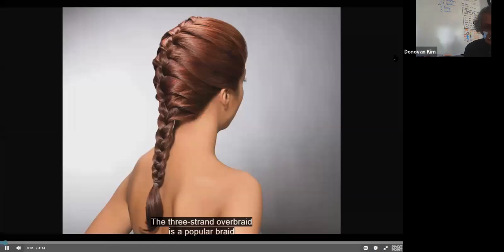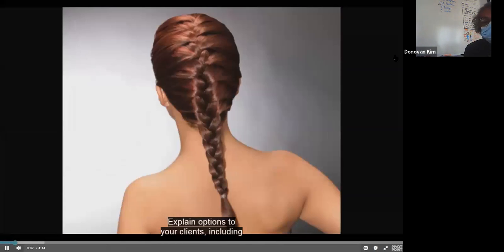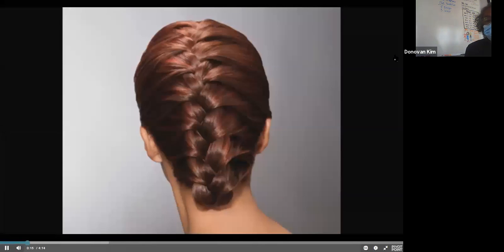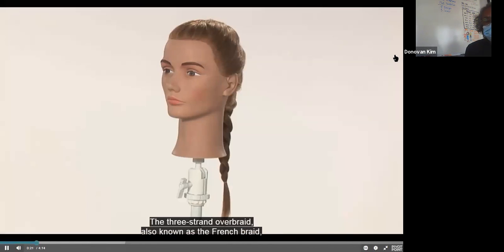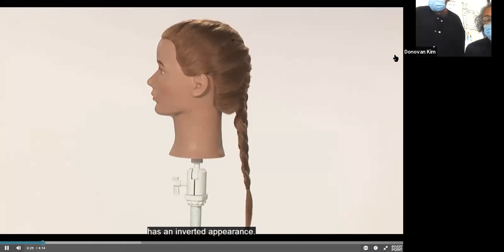Overbraid is a popular braid generally performed on younger clients. Explain options to your clients, including the position of the braid, to help build relationships and to ensure that you meet your clients' needs. The three-strand overbraid, also known as the French braid, has an inverted appearance. The braid is positioned vertically down the center.